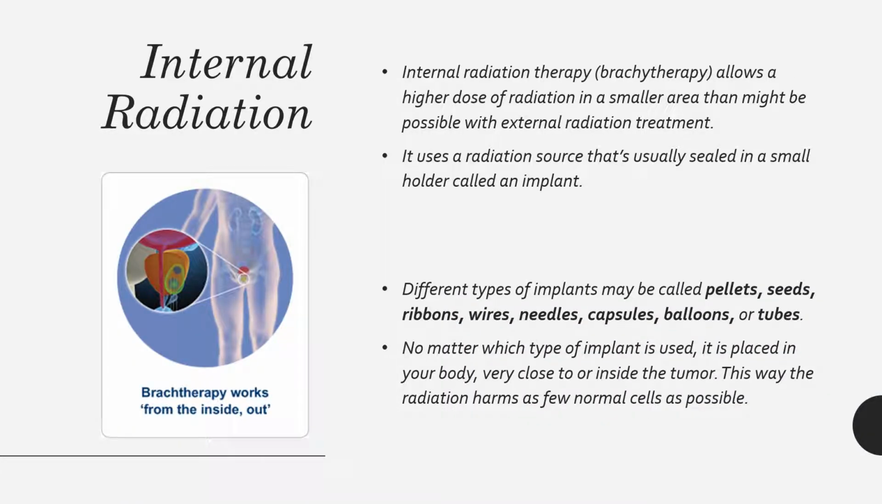The next type of radiation therapy we're going to talk about is internal radiation, obviously different from external beam radiation therapy. Internal radiation therapy, also known as brachytherapy, allows a higher dose of radiation in a smaller area than might be possible with external radiation treatment. It uses a radiation source that's usually sealed in a small holder called an implant. Different types of implants may be called pellets, seeds, ribbons, wires, needles, capsules, balloons, or tubes. No matter which type of implant is used, it is placed in your body, very close to or inside the tumor. This way the radiation harms as few normal cells as possible.